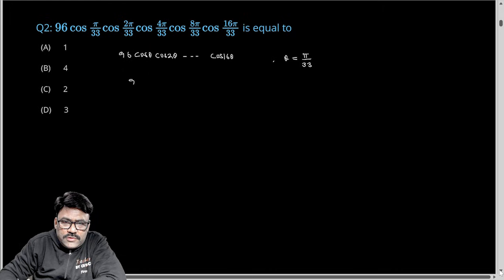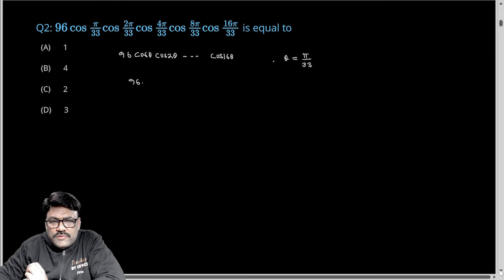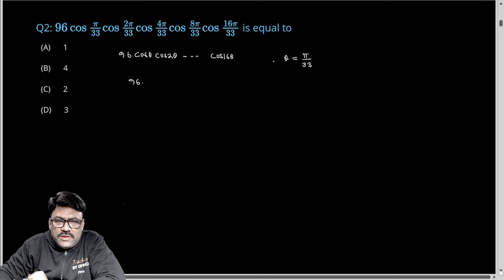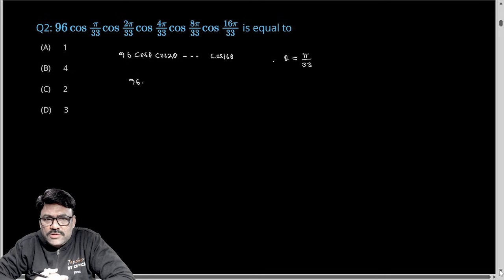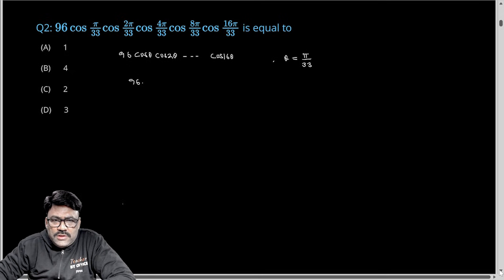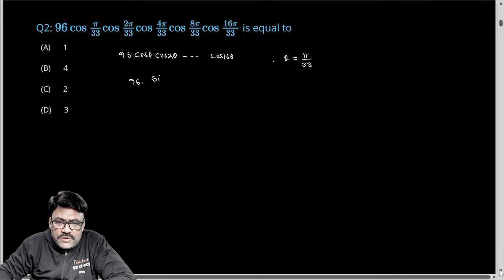If you use the formula here, when you multiply cos theta, cos 2 theta, cos 4 theta up to n factors, meaning n cosines, then the product is sine 2 raised to n theta over 2 raised to n sine theta. If you are multiplying n cosines like this, where the angles are doubling, it is sine 2 raised to n theta over 2 raised to n sine theta. In our case, we are multiplying 5 cosines here, so n is 5. So hence it is sine 2 raised to 5 theta over 2 raised to 5 sine theta.